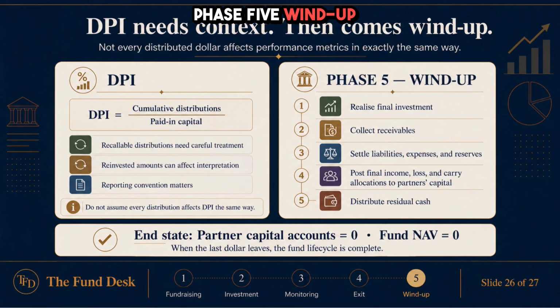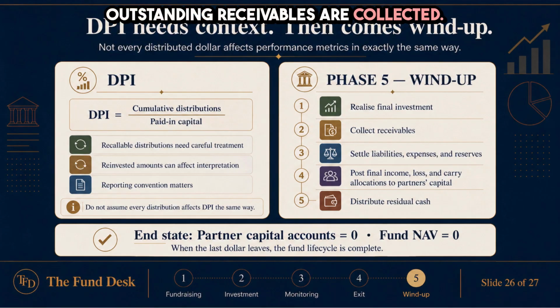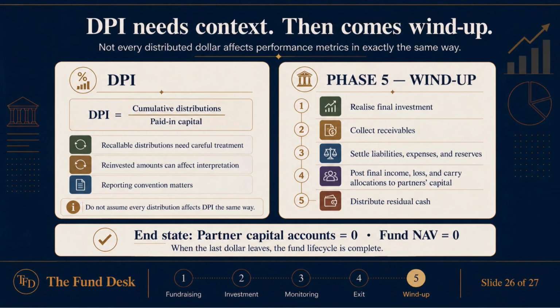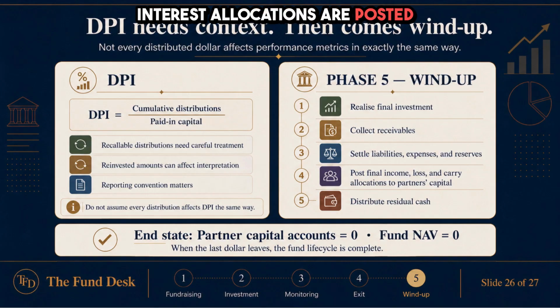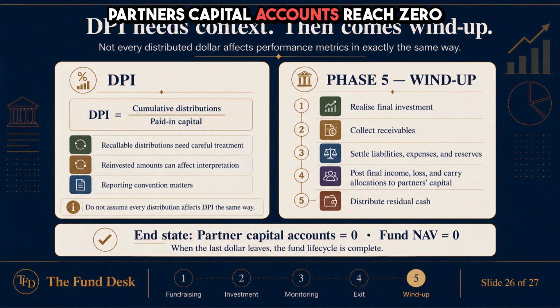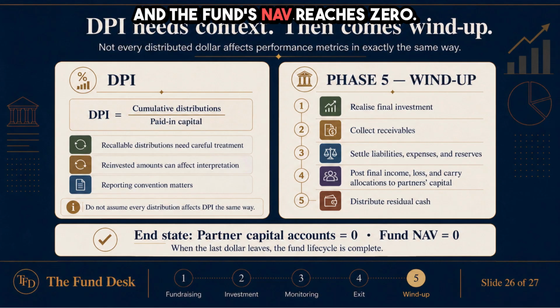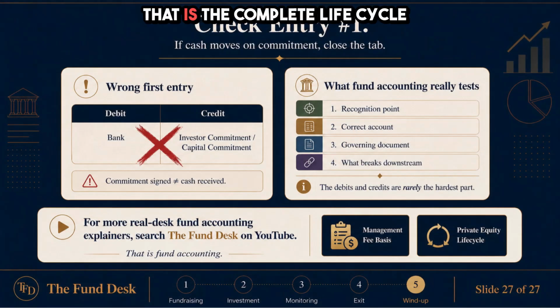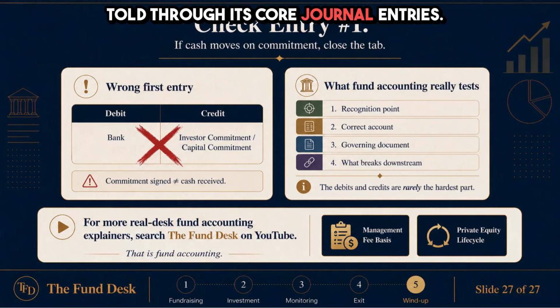Phase 5. Wind up. The final investment is realized, outstanding receivables are collected, remaining liabilities, expenses, and reserves are settled. Final income, loss, and carried interest allocations are posted to the partner's capital accounts. Then the residual cash is distributed. When the last dollar leaves, the remaining partner capital accounts reach zero and the fund's NAV reaches zero. That is the complete life cycle of a private equity fund, told through its core journal entries.